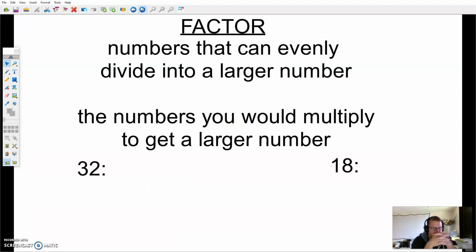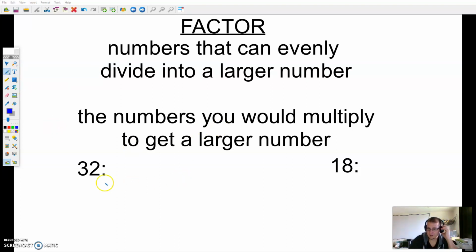Okay, the first thing that we want to make sure we remember is just factors, because that's really what we're dealing with here. When you're trying to figure out what numbers we would multiply together to get a certain area, you're just asking basically what are the factors of that number. So let's just remember what factors are. Numbers that can evenly divide into a larger number. We could also think about that as the numbers you would multiply to get a larger number. So you're either dividing or multiplying to get that bigger number.